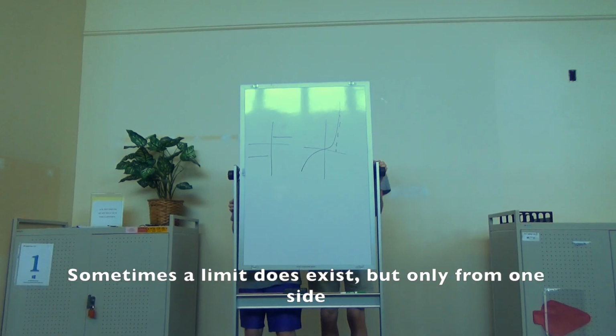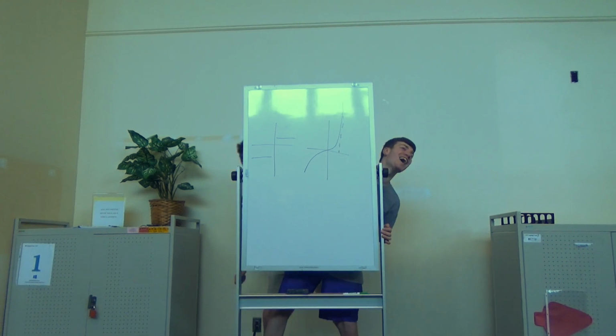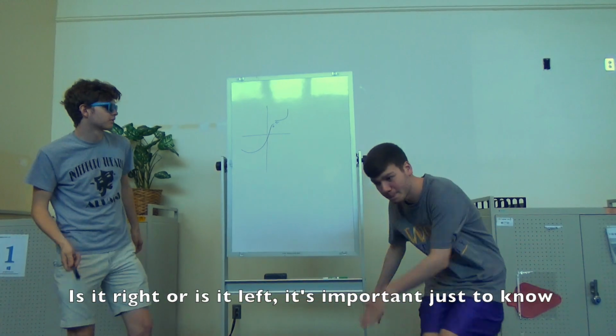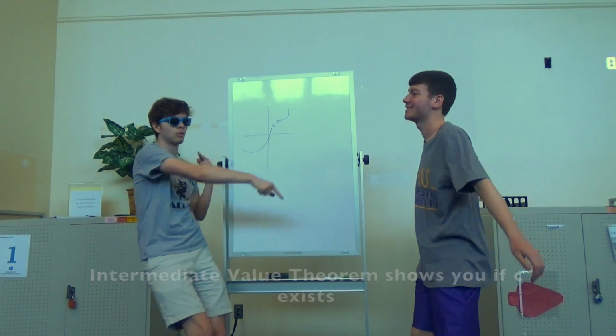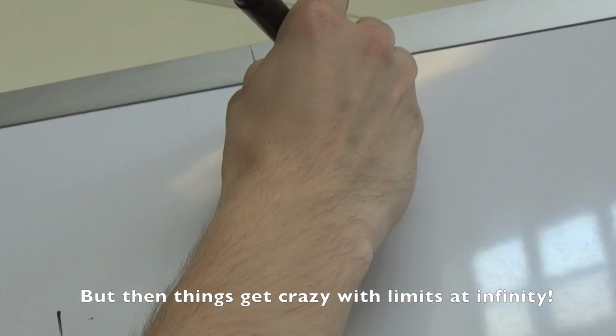Sometimes a limit exists, but only from one side. Is it right or is it left is important just to know. Intermediate value theorem shows you if C exists, but then things are crazy with limits at infinity.